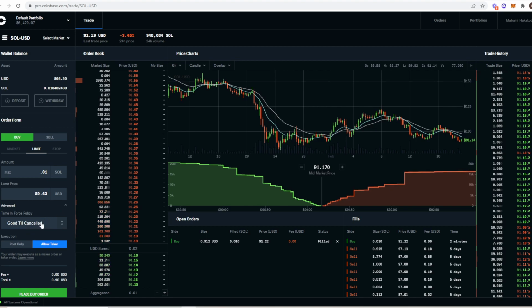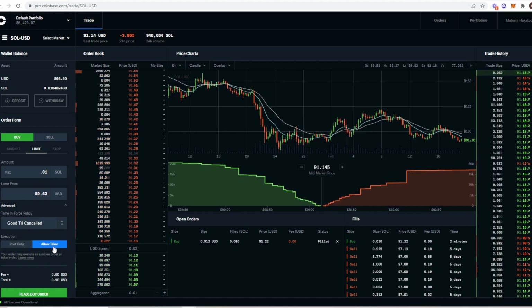All right, so I'm just going to keep it at good till canceled. And then another thing is your post only and then your taker. So maker and taker fees. The more volume you start to do on Coinbase Pro, the more you'll see that your fees will start to go down. Now they track your fees over a 30-day period. So once you hit certain milestones, you'll see that your fee is decreasing. But to start out, I believe it's 0.5%.